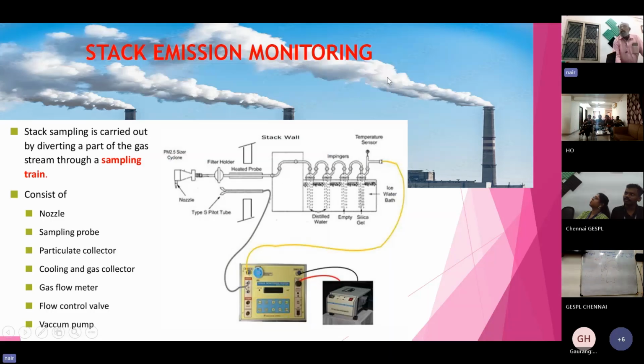Okay, see, this is the thing. This goes like this and comes down. Again it goes straight and widens. See, the plume behavior, you have to be able to explain the plume behavior.